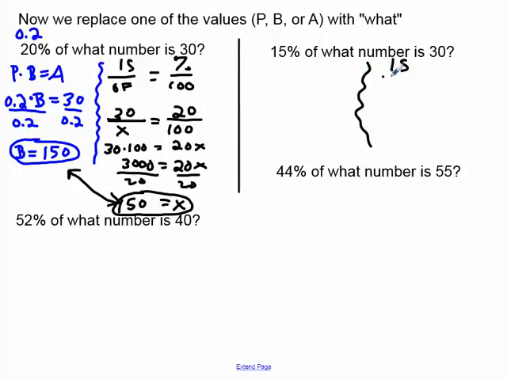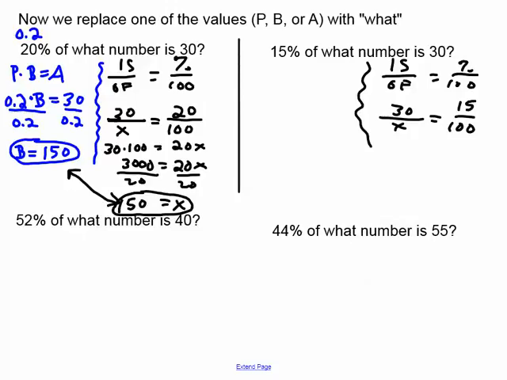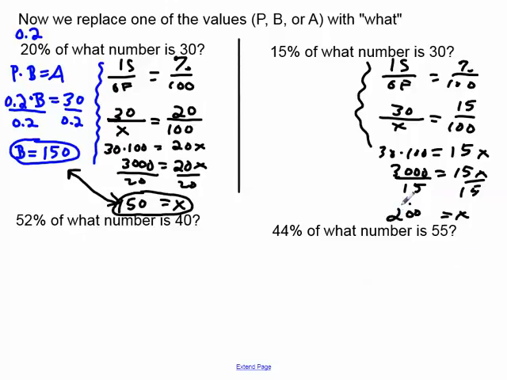I prefer the is to of as percent is to 100. Is 30, of what number? Don't know. Equals percent, 15 is to 100. I'm going to make some room for myself. 30 times 100, cross multiply, equals 15 times x. 3,000 equals 15x. Divide by 15. x equals 200. And there's my answer. We guessed pretty close, somewhere between 150 and 200.